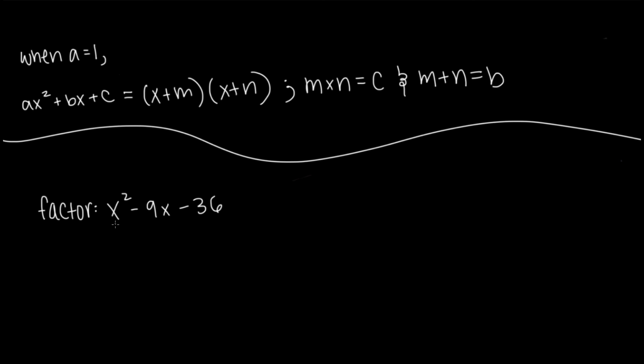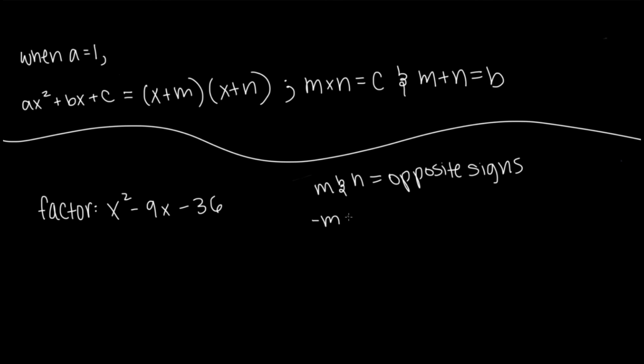Now we have x squared minus 9x minus 36. Now, instead of having one subtraction, we have 2 subtractions. So what is this going to mean for us in terms of m and n? What this means is that m and n are opposite signs. How do I know this?